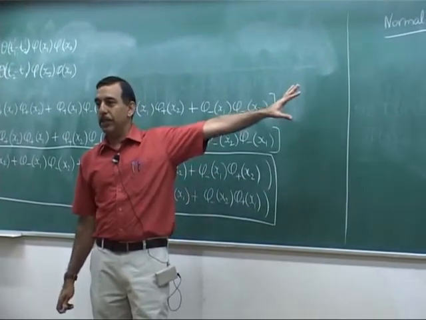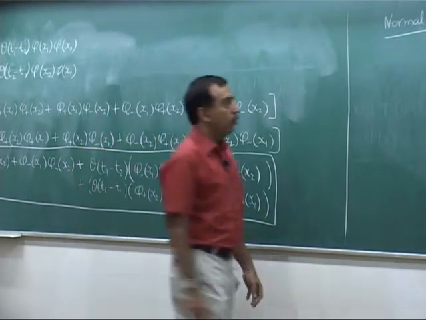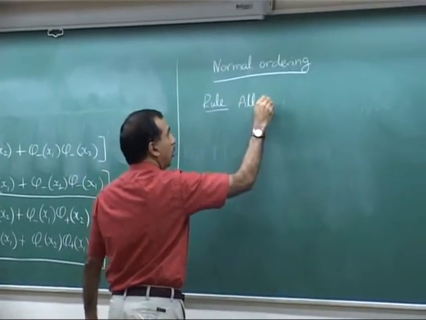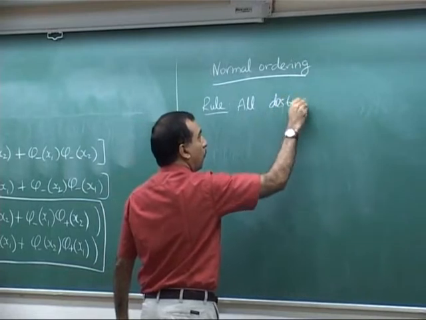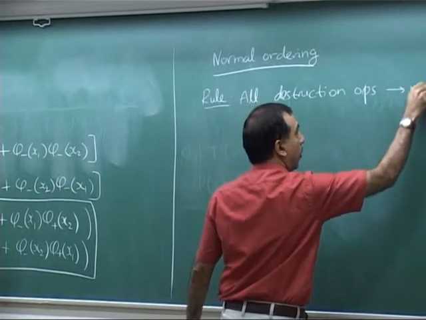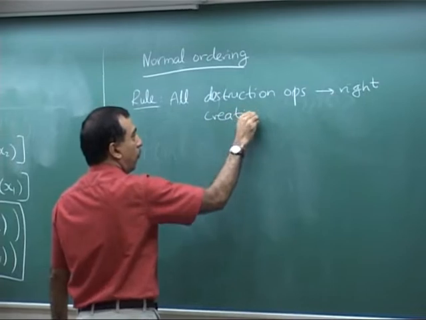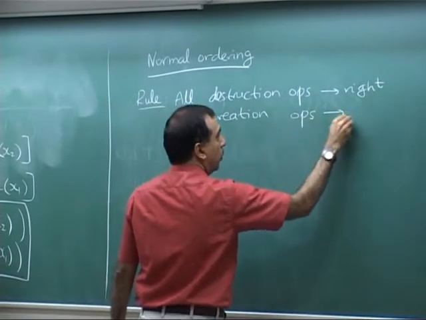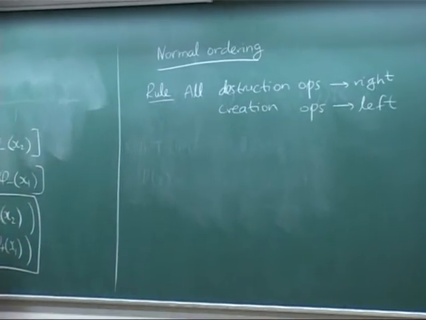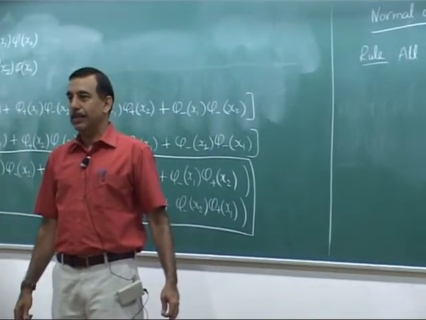Why do we invent all these prescriptions? Because each of them is useful for something. You'll see why it's useful. So normal ordering is simply the rule that all destruction operators move to the right and all creation operators move to the left, and we don't care whether their time is earlier or later. We are not interested in their times. We are just interested in whether they are phi plus or phi minus.